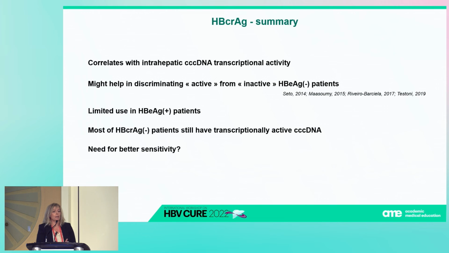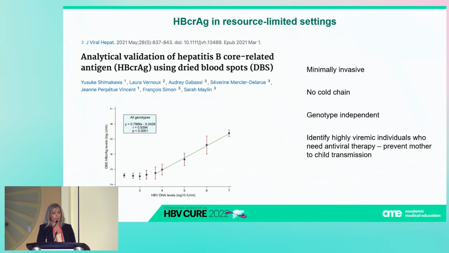So to summarize, correlated antigen correlates with cccDNA transcriptional activity and might help in discriminating more active HB antigen negative patients, but its use is limited in HB antigen positive patients because it also recognizes E antigen. And in our study, one third of the HB antigen negative patients were negative for correlated antigen, but they all had transcriptionally active cccDNA in the liver. So probably we need much better sensitivity for this assay.